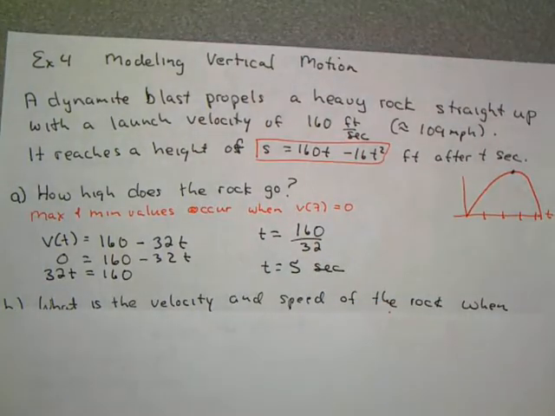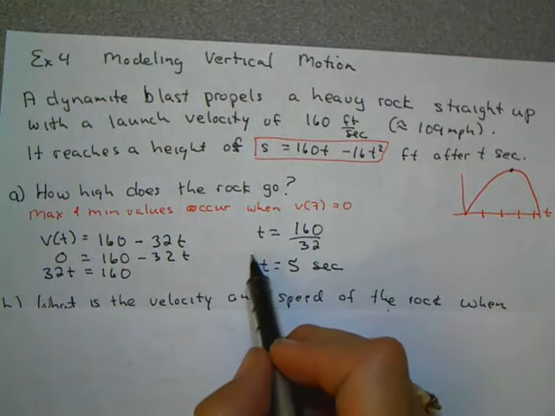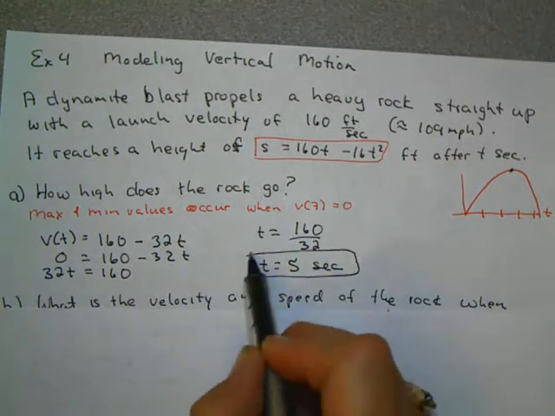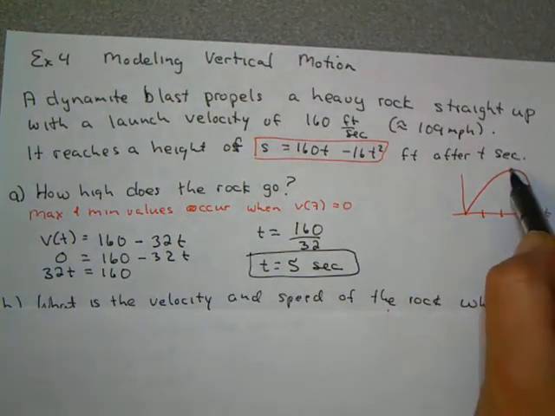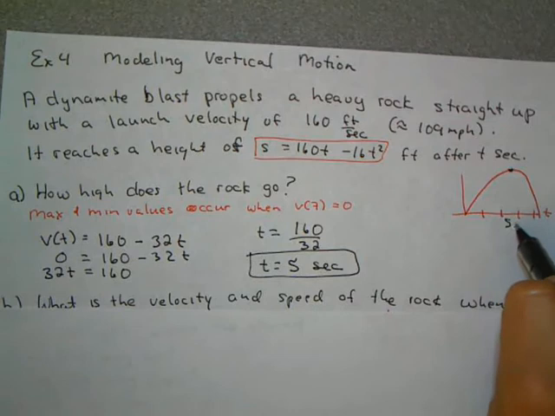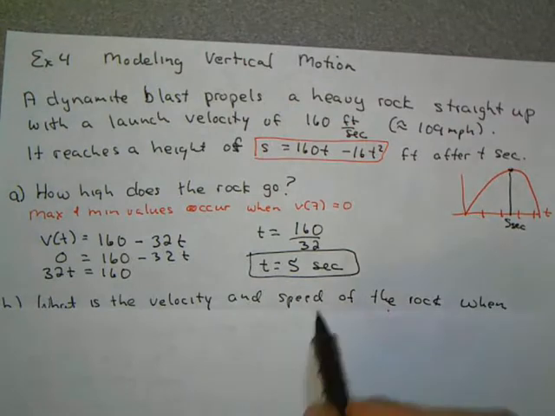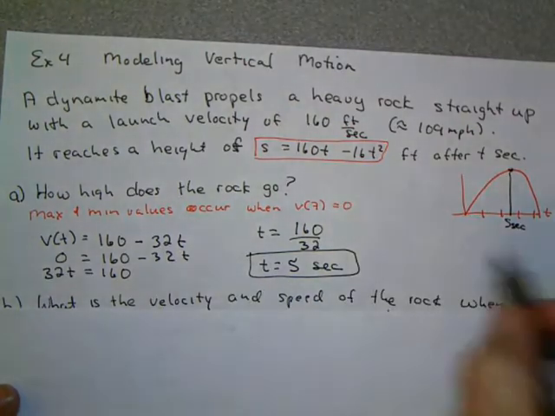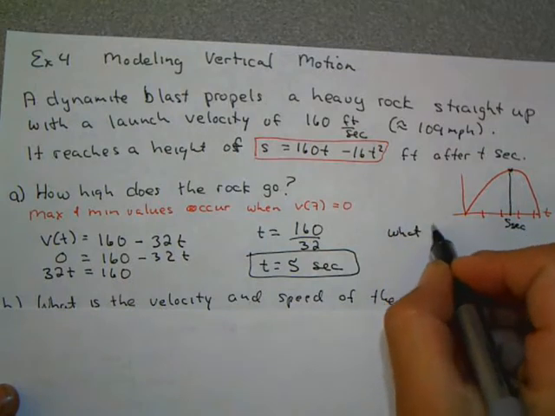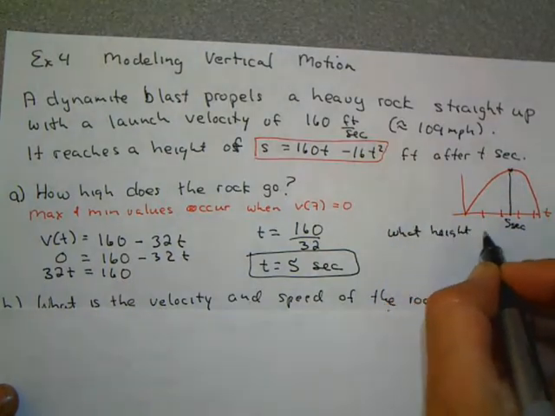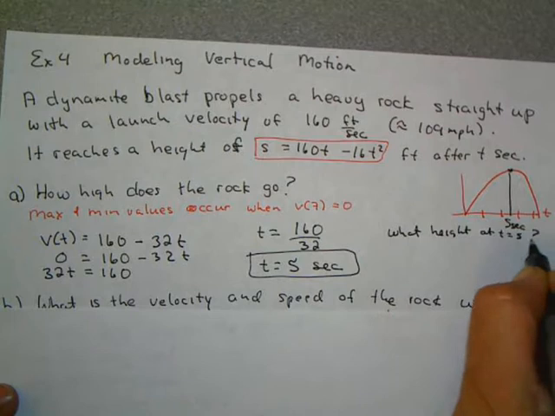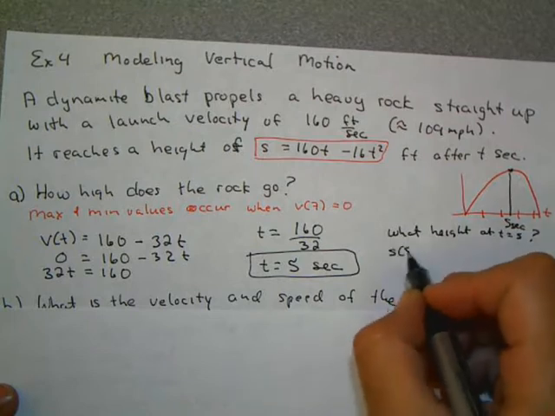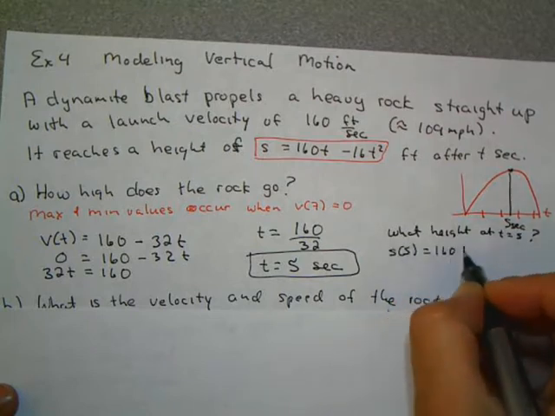So I know that the maximum value was reached at 5 seconds. That's when it's at its max height. But now, I need to put it into the position function to find out what that height is. What's the height at t equals 5? So I'll put s of 5 equals 160 times 5, minus 16 times 5 squared.